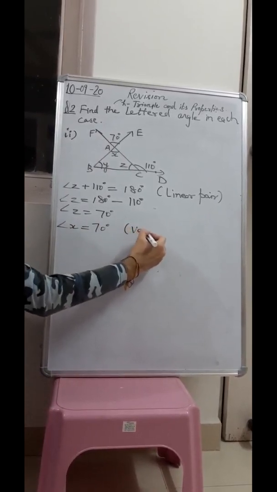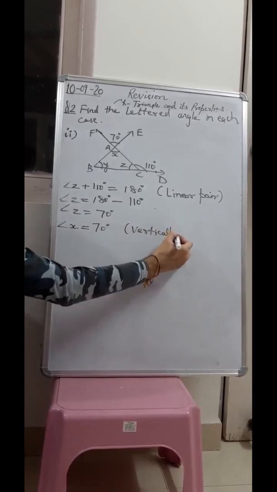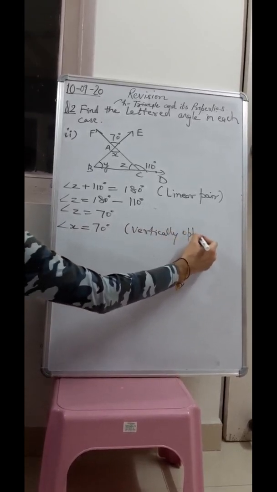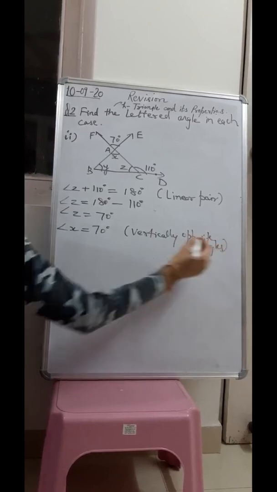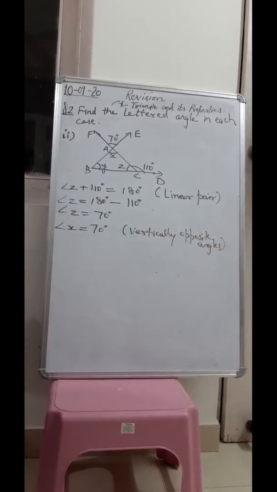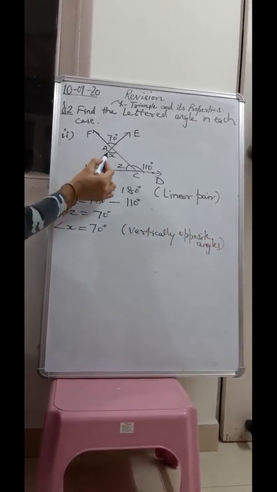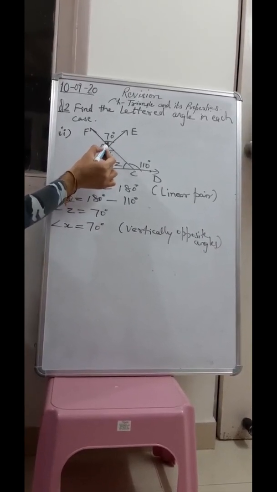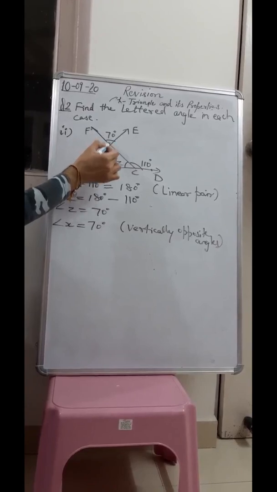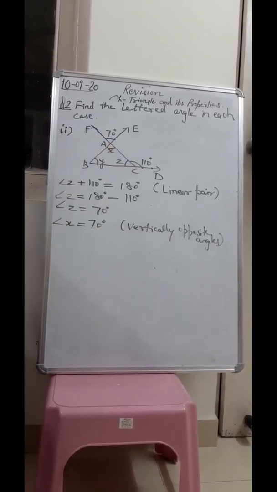Reason will be vertically opposite angles. So this is equal to 70 degree because of vertically opposite angles. See here, both X and 70 degree have a common vertex, that is A, and they are in opposite direction. That's why it is 70 degree.